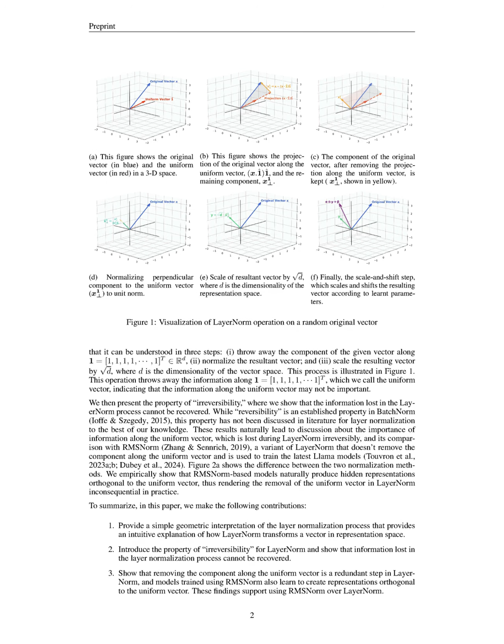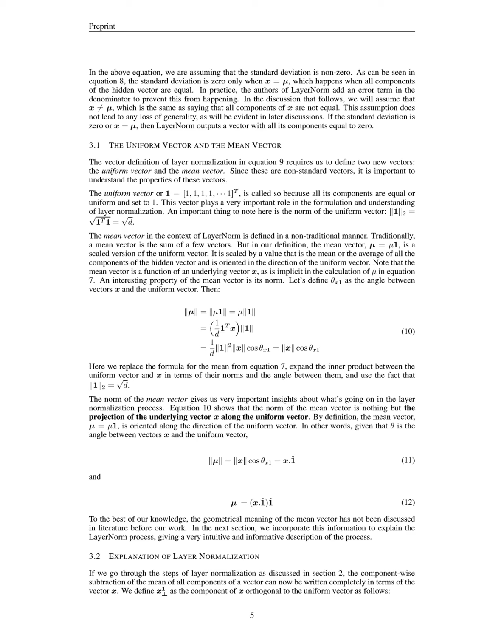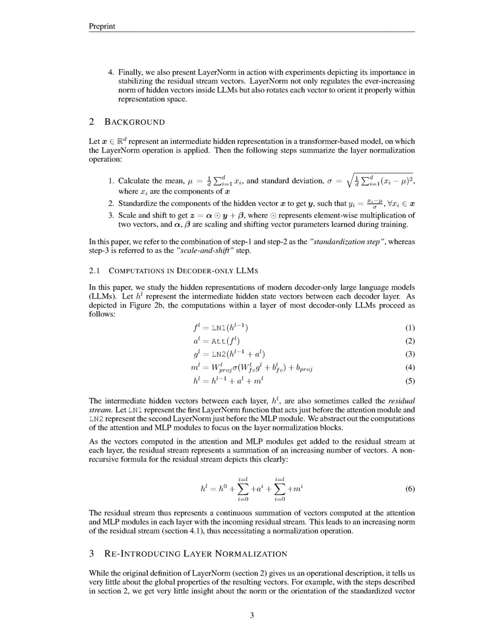This step effectively discards information that may not be significant, leading to a new vector that is orthogonal to the uniform vector. Second, the resultant vector is normalized, ensuring that it has a norm of 1. Finally, the normalized vector is scaled by sqrt(d), where d is the dimensionality of the vector space, completing the transformation. This process not only stabilizes the hidden representations, but also orients them properly within the representation space, as demonstrated in the paper.